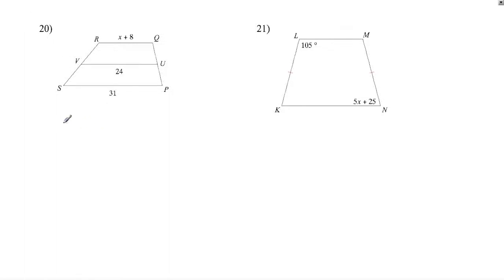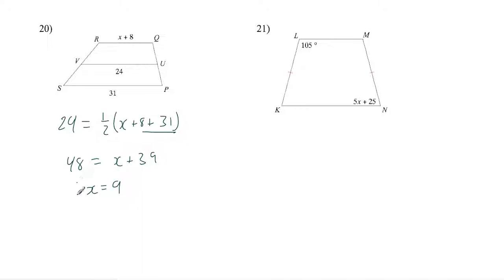Same with number 20 here. I know that 24 is going to be equal to 1/2 of x plus 8 plus 31. So x plus 8 plus 31 are the two bases. I could distribute this 1/2, but also I can multiply both sides by 2. So I'm going to get 48 is equal to x plus 39 once I combine the 8 and 31. And if I subtract 39 from both sides, I'm going to get that x is equal to, that's an ugly x. Let's give that some plastic surgery there. X is equal to 9.